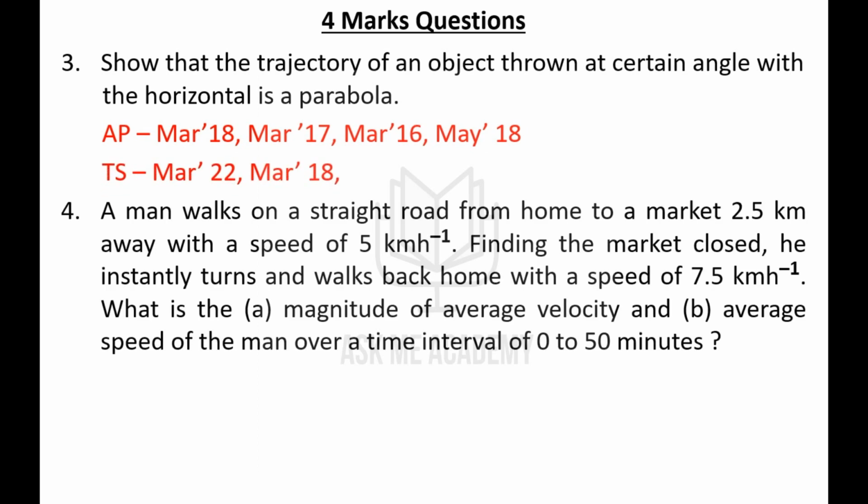The fourth question is, a man walks on a straight road from home to a market 2.5 kilometers away with the speed of 5 km per hour. Finding the market closed, he instantly turns and walks back home with a speed of 7.5 km per hour. What is the A. magnitude of average velocity and B. average speed of the man over a time interval of 0 to 50 minutes? This question was asked 2 times in AP and 1 time in Telangana.